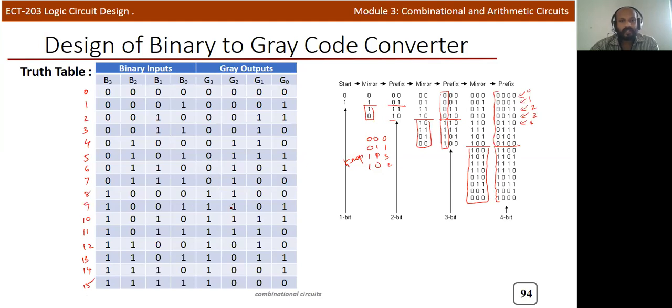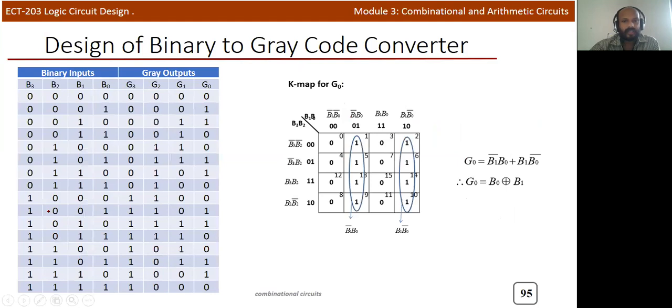Once you get this particular table, then we need to design each gray output. That is, B3, B2, B1, and B0 are the inputs. So we need to design each output line. So G3 is one output line, G2 is another output line, G1 is another output line, G0 is another output line. So we need to design G3 in terms of B3, B2, B1, B0. Similarly, you need to design G2, G1, and G0. So that's the procedure. So we can start with G0.